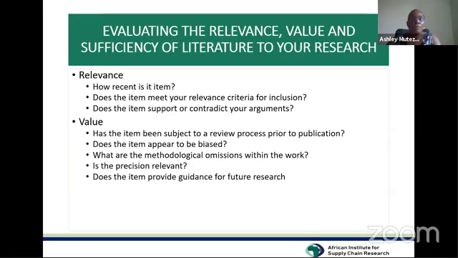Does the item appear to be biased? What are the methodological omissions? All this you get from reading the empirical work and the theoretical work that has been done. Does the item provide guidance for future research? Along the way, as you read, you sometimes realize that what you wanted to investigate has already been done. But when you look at the part of the journal article on areas for further research, you can actually get an idea.